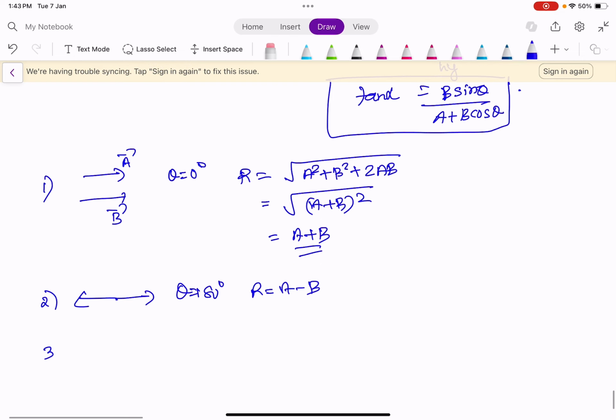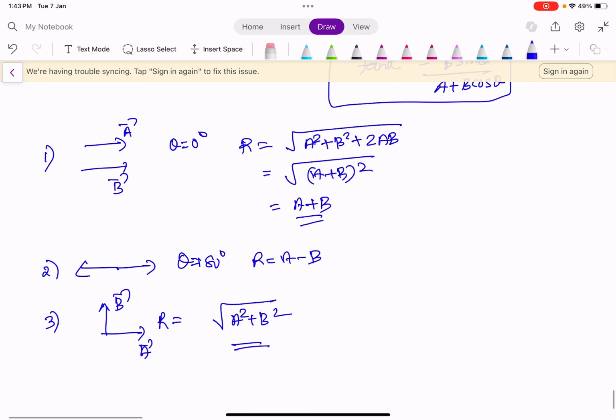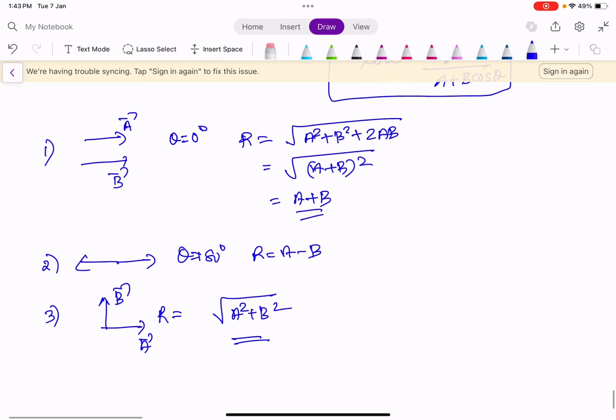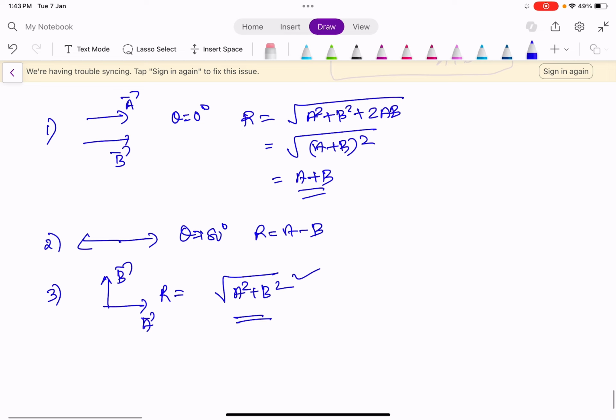If two vectors are perpendicular to each other, a and b, then what will come? Root of a square plus b square is the resultant. These are important things, so we need to know this. If two vectors are perpendicular, then root of a square plus b square is the resultant of the two vectors.